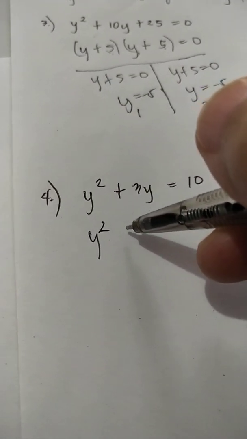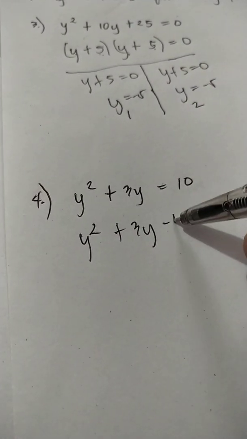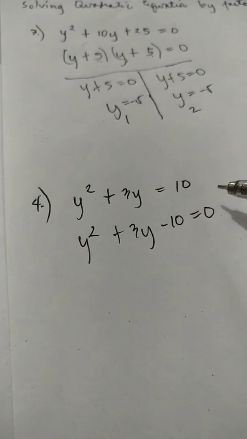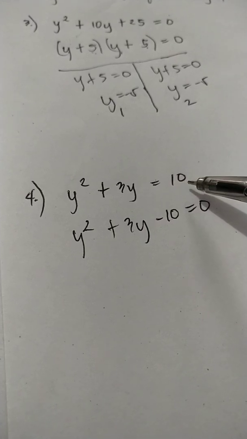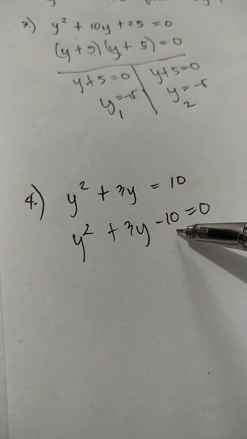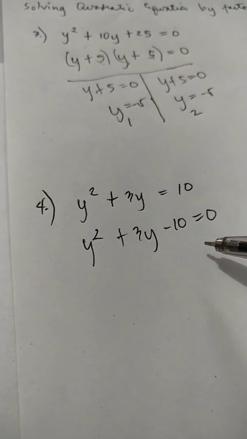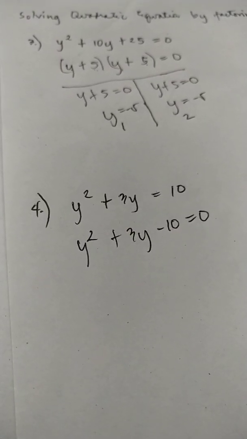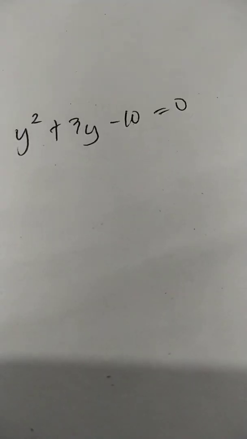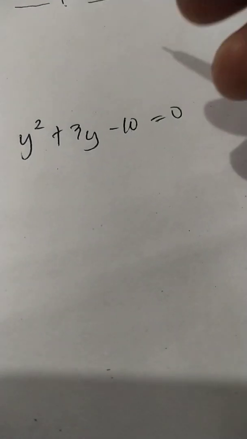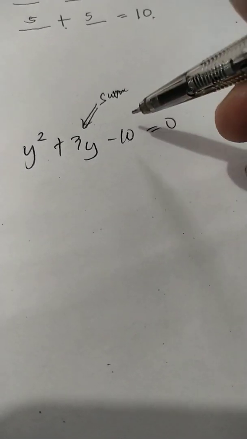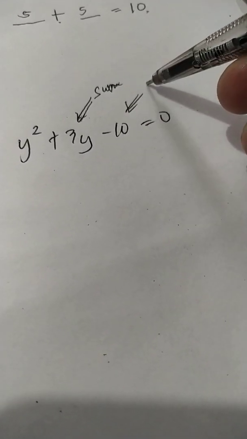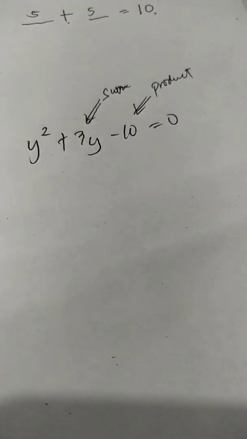We have y squared plus 3y minus 10 is equal to 0. Take note that the positive 10 is written on the right side of the equation, but as it has been written on the left side, it became negative 10. By what reason? By the addition property of equality. In y squared plus 3y minus 10 equals 0, take note that we got 3 from sum. It is the sum of two numbers. And then negative 10 is the product of two numbers.